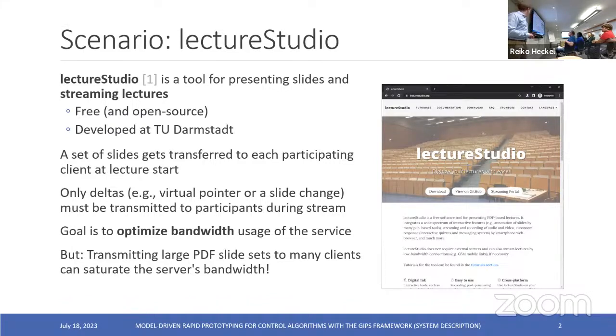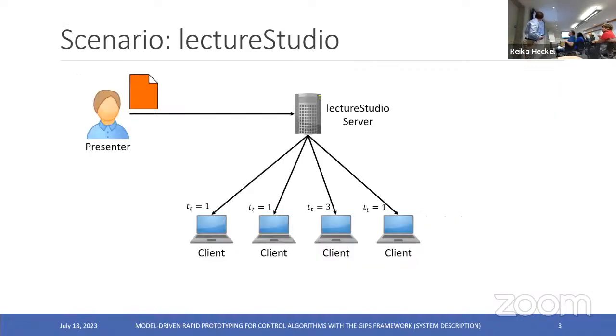But we have a downside, namely, we have to transmit possibly a large PDF file at the beginning of the lecture to all clients in a short amount of time. So this is how it looks in our current setup. First, the PDF file gets transferred to the Lecture Studio server. We want to optimize the bandwidth distribution of this file to all clients.